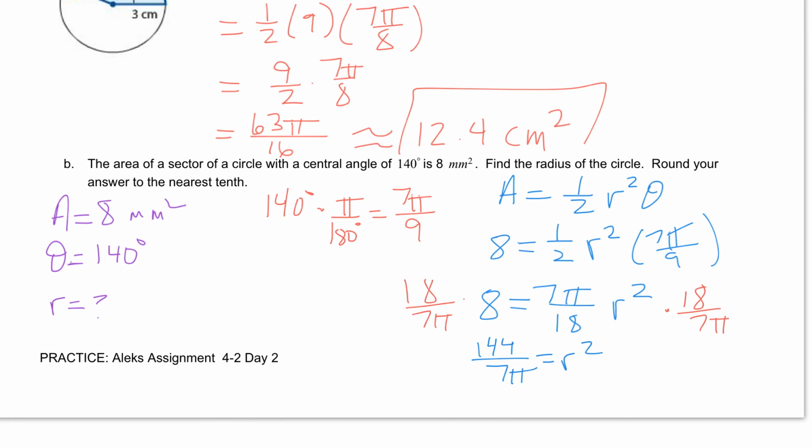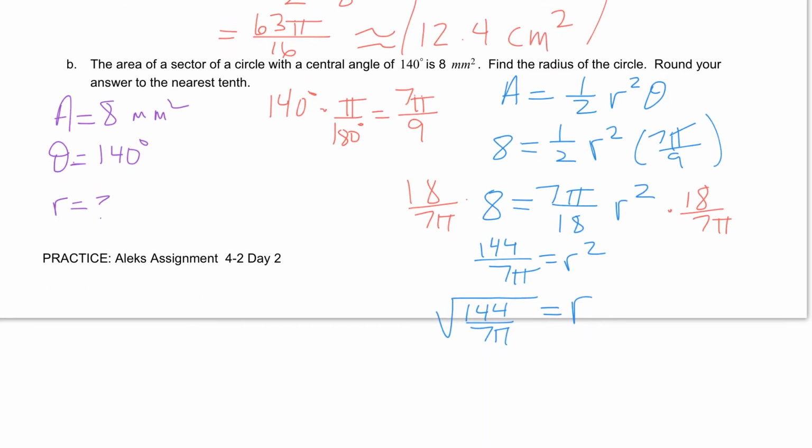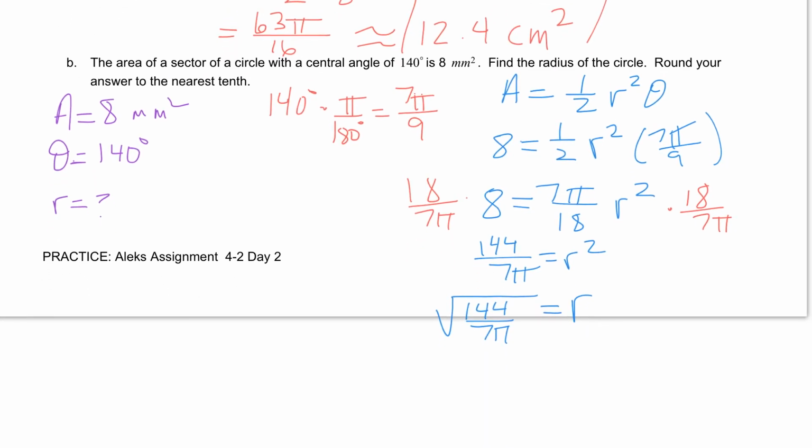And so our last thing to get r by itself is to take the square root of both sides. So r is going to be equal to the square root of 144 over 7 pi. We don't have to worry about plus or minuses here because our radius is a length, and the length can never be negative. So we're just worried about the positive. So we get r to be approximately 2.6 millimeters.